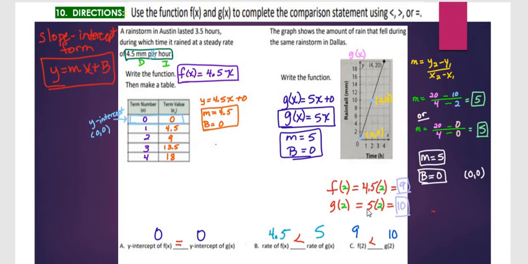4.5 times 2 is 9. 5 times 2 is 10. Put the numbers here. Actually, write the numbers above it. It will help tremendously. Now, so when I have this, I have 9 is less than 10. It is very easy to compare the numbers.